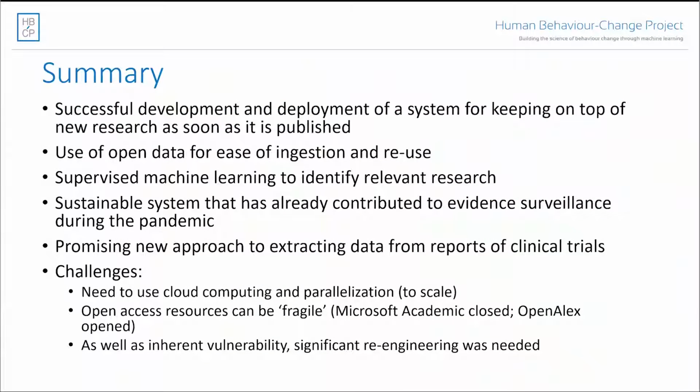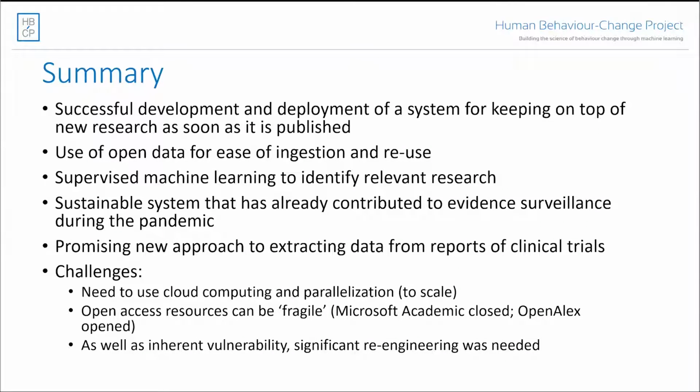So just to summarize what I've talked you through there, what we have achieved so far in the systems architecture part of this project is the successful development and deployment of this system for keeping on top of new research as soon as it's published. And we've also found that that's not just been useful in this project, but it's already being rolled out in many other projects that we're involved in and other partners are involved in. So that's been a really useful output from this project already.